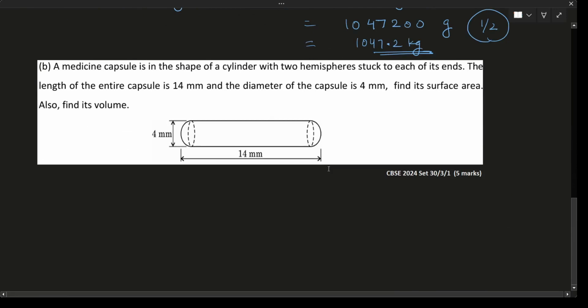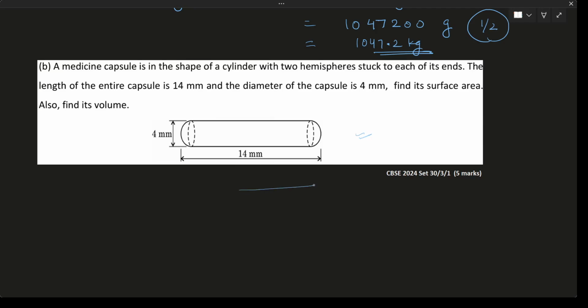Let's read it. A medicine capsule is in the shape of a cylinder with two hemispheres stuck to it to each of its ends. The length of the entire capsule is 14 mm and the diameter of the capsule is 4 mm. Find its surface area, also find its volume. Now if you see this figure, this is the capsule. So capsule generally is made of two things here. There is a cylinder, okay, and here there are two hemispheres. Okay. Now if you see the figure, total length is given as 14 mm. That's the length of the capsule.